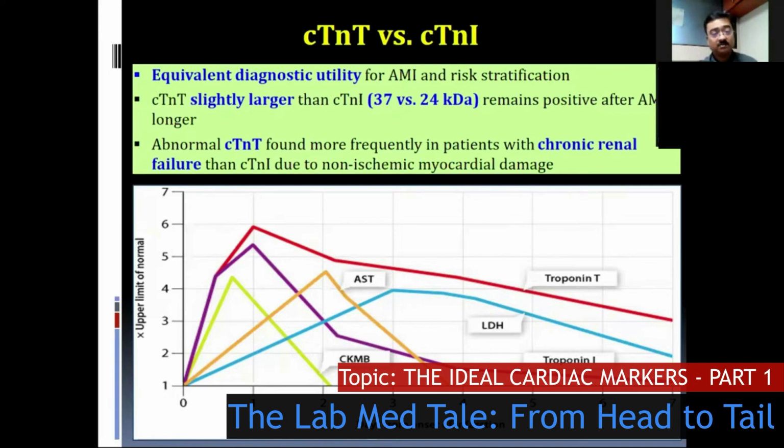So the time period is very important for myoglobin, but myoglobin has a definite disadvantage: it has no specificity, and even in skeletal muscle injury you may have a high myoglobin. So talking about specificity, sensitivity, and timing, in every sense, troponin I is the best one.